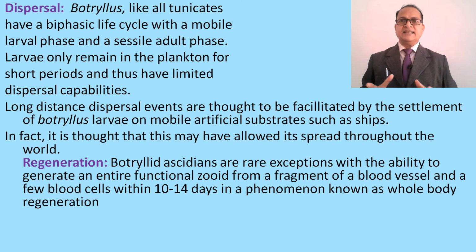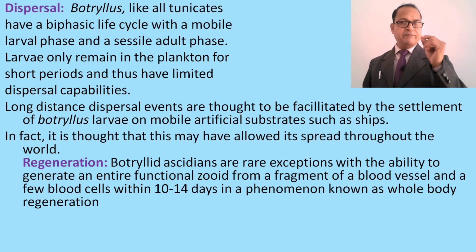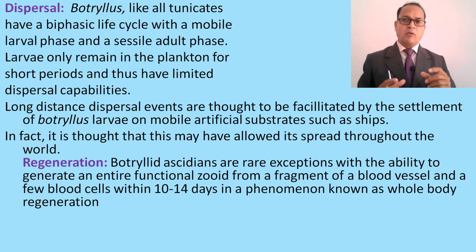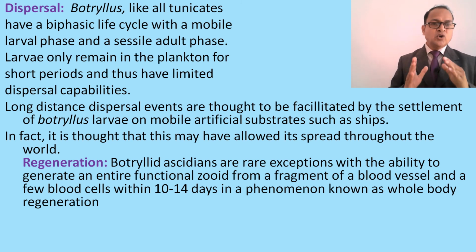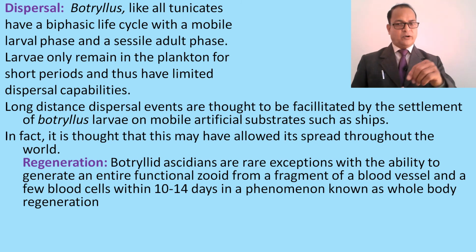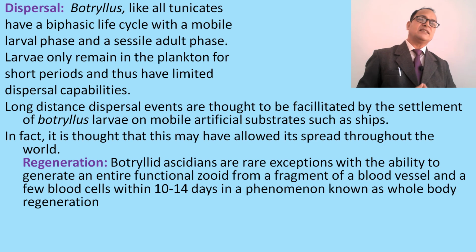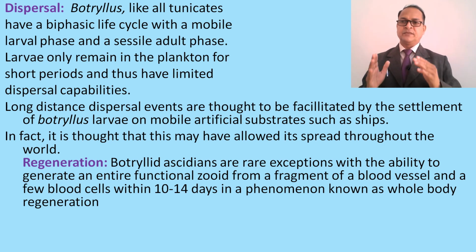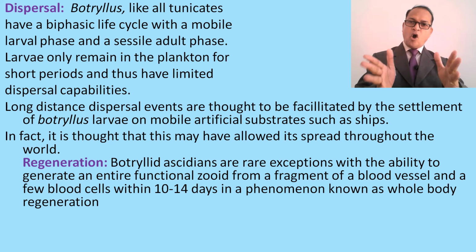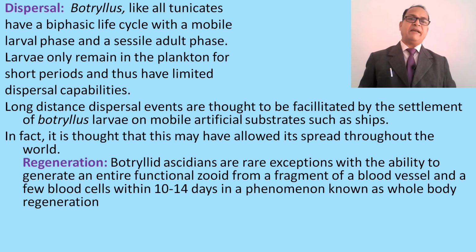Dispersal. Botrylus, like all tunicates, has a biphasic life cycle with a mobile larval phase and a sessile adult phase. Larvae remain in the plankton only for a short period and thus have limited dispersal capabilities. Long-distance dispersal events are thought to be facilitated by the settlement of Botrylus larvae on mobile artificial substrates such as ships. In fact, it is thought that this may have allowed it to spread throughout the world.